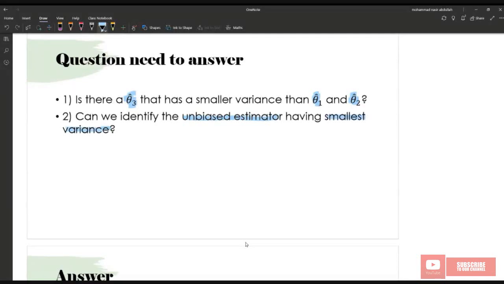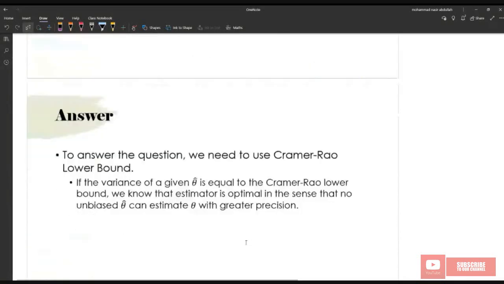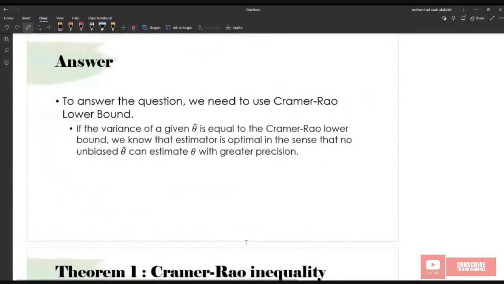This is the question we need to answer by using the minimum variance unbiased estimator with the method of the Cramer-Rao lower bound. If the variance of a given theta hat is equal to the Cramer-Rao lower bound, we know that estimator is optimal, in the sense that no unbiased estimator can estimate the parameter theta with greater precision.